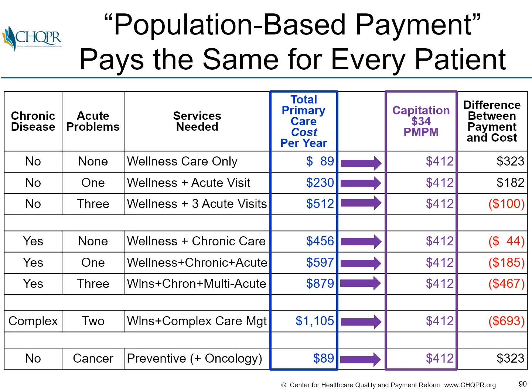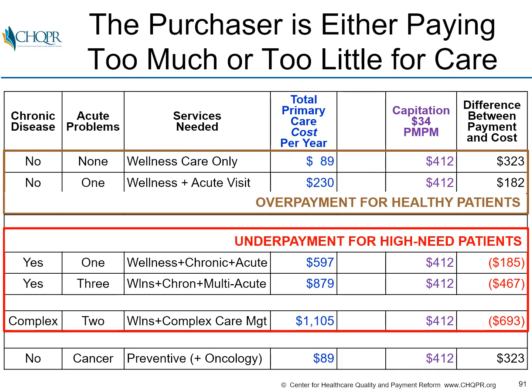However, if the employer or health plan simply paid $34 per month for every patient, the practice would receive exactly the same amount of revenue for every patient. This is exactly what happens in capitation payment systems, which are nowadays being referred to as population-based payment systems. The result is that the employer or health plan is overpaying for the healthy patients and underpaying for the patients with higher needs. This only averages out if the primary care practice continues to provide care for all the same patients. If the primary care practice begins caring for more high-need patients, it would lose money.